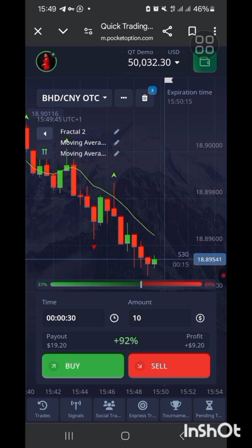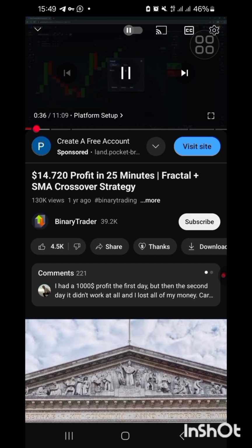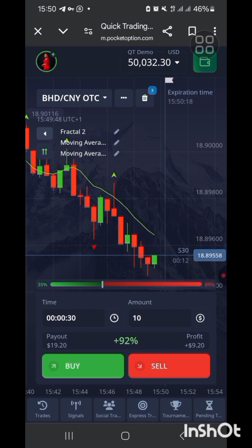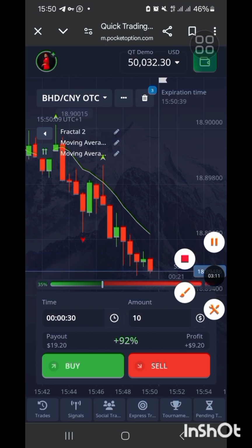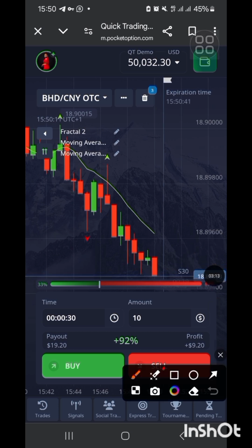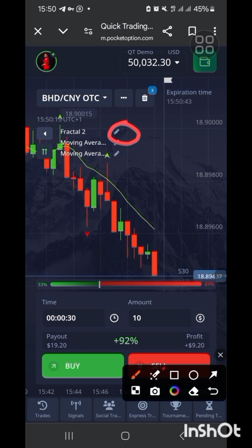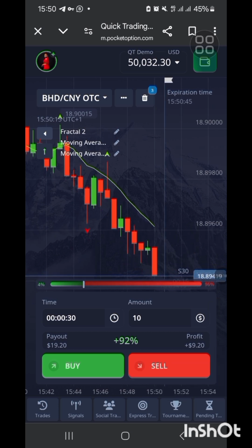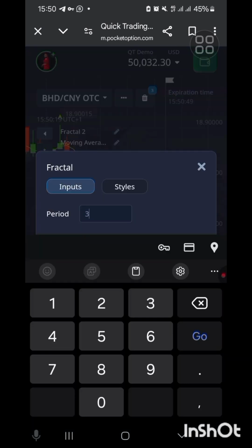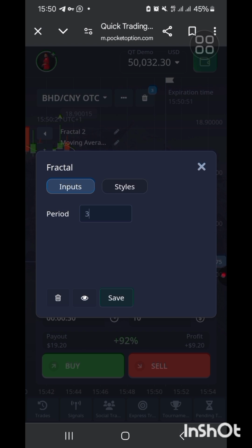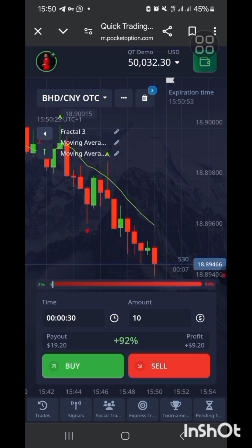So now let's hear what the settings are. Fractal to 3. The settings for the fractal. The default setting for fractal is 2, but she said we should change it to 3. So click on this thing that looks like a pencil. That is where you can change it. You click on it and we change it to 3 and save it.